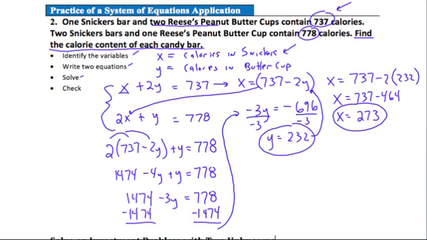All right, we found both of our variables. Now let's answer the question. So it looks like x, that there are 273 calories in a Snickers and 232 calories in a Reese's peanut butter cup.